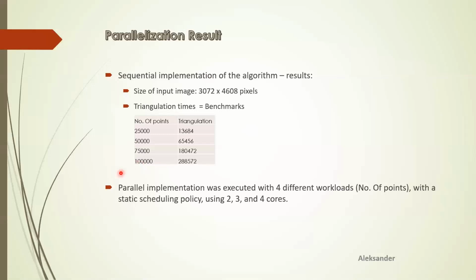Our parallel implementation was first executed with a static scheduling policy on the same 4 workloads, and we did this using 2, 3, and 4 cores. After that, we executed our parallel implementation with a dynamic scheduling policy, and then we tried running it on a different machine.